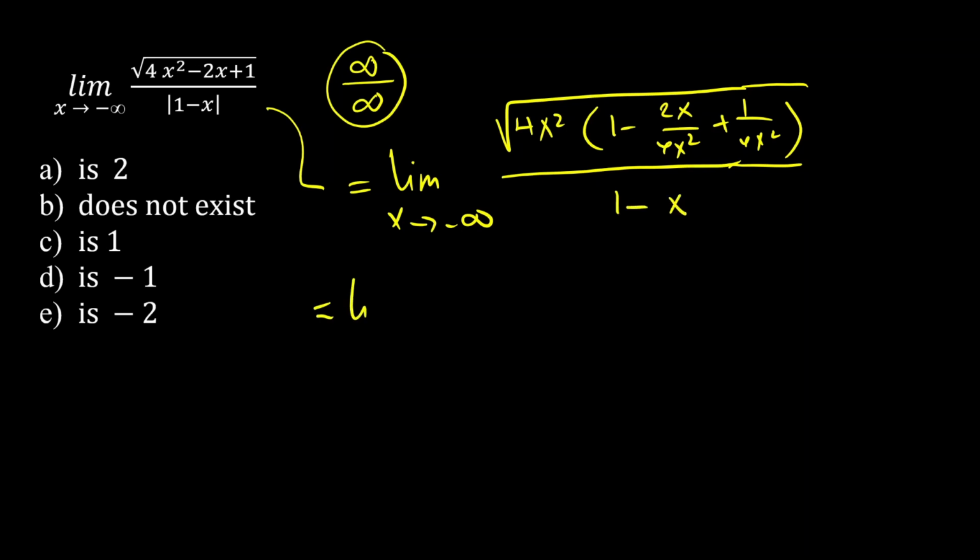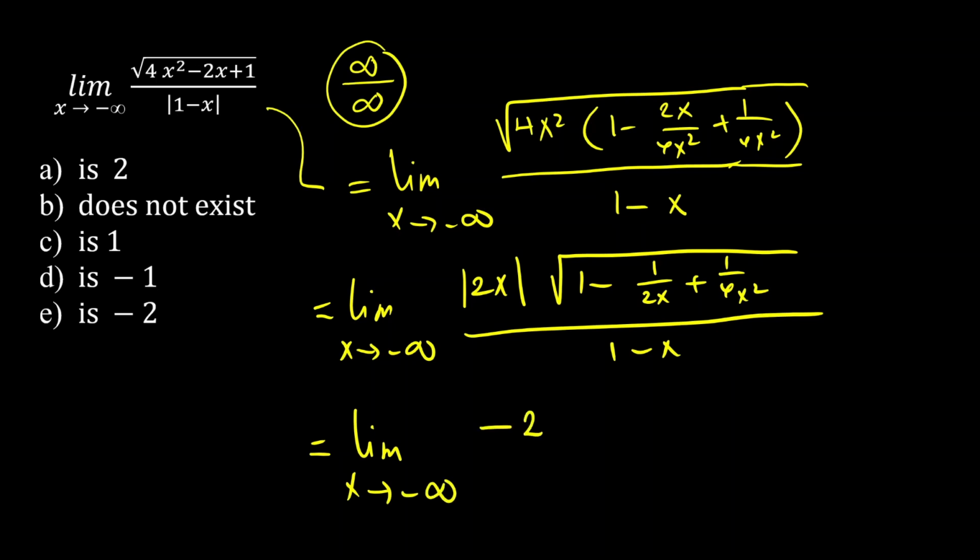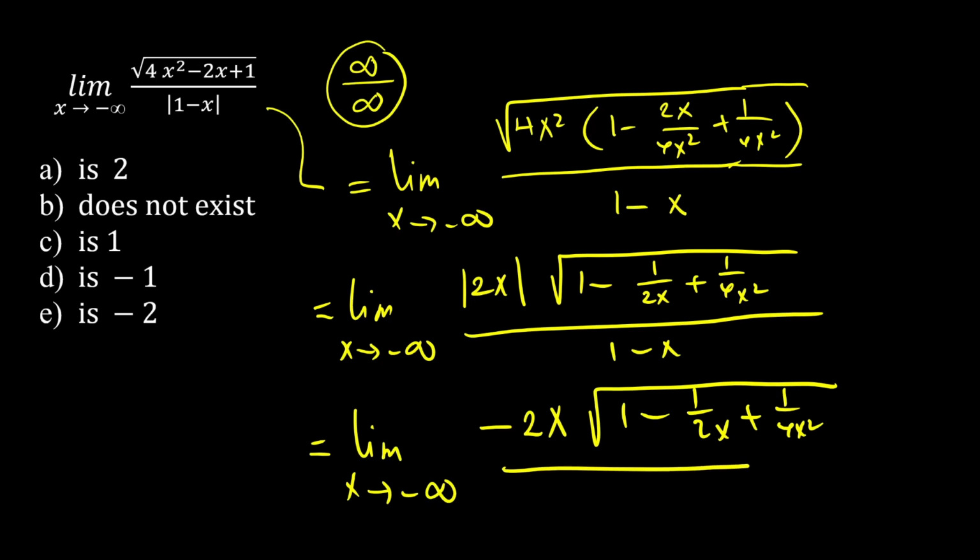So this is equal to the limit as x goes to minus infinity. Now 4x squared will come out as the absolute value of 2x, and now this is the square root of 1 minus 1 over 2x plus 1 over 4x squared divided by 1 minus x. Now since x is going to minus infinity, 2x is actually negative, and in order to remove the absolute value, we have to multiply by a minus sign. So this is minus 2x multiplied by the square root of 1 minus 1 over 2x plus 1 over 4x squared divided by 1 minus x.